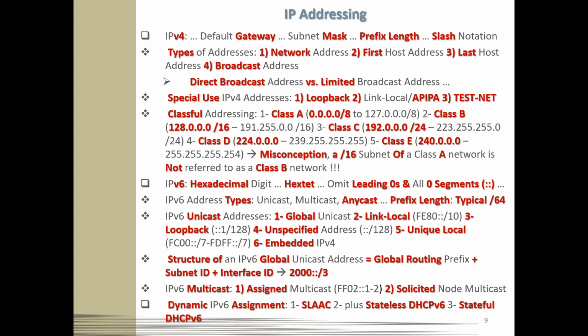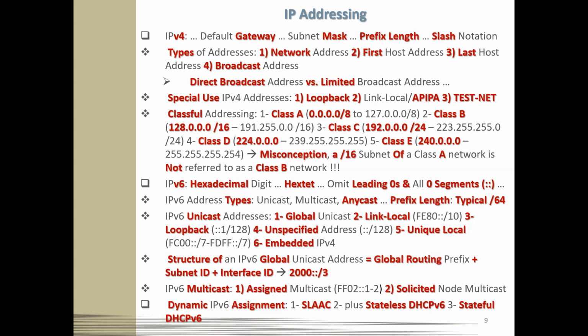Next important IPv6 assigned multicast group is FF02::2. It is the all routers multicast group. So this is a multicast group that all IPv6 routers join. So to conclude, FF02::1, all IPv6 enabled devices join this group, and FF02::2, all IPv6 routers join this group.